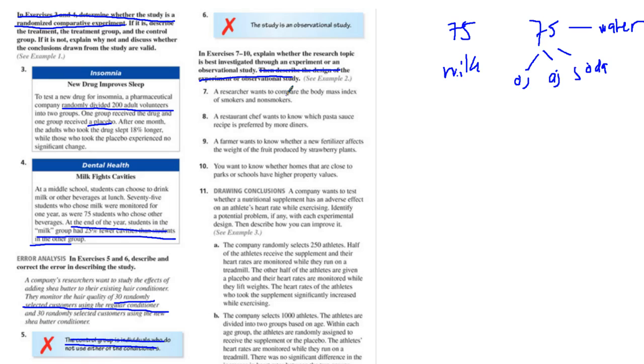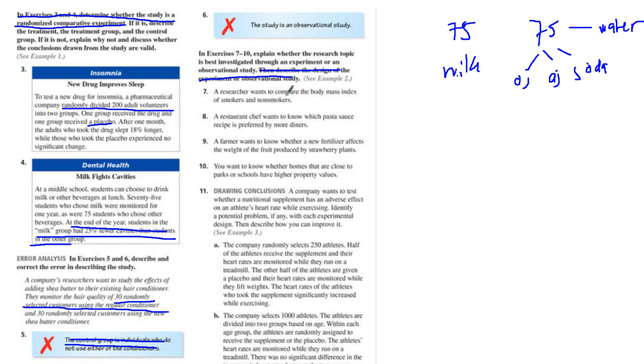It's just not feasible. A farmer wants to know whether a new fertilizer affects the weight of the fruit produced by strawberry plants. Experiment, not an observational study. Plants can't choose their own fertilizers. Plants can't just reach out and get the fertilizers by themselves. Number 10: you want to know whether homes that are close to parks or schools have higher property values. Observational study, because you can't force people to move homes.